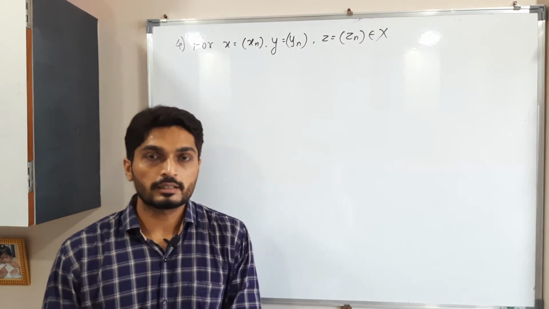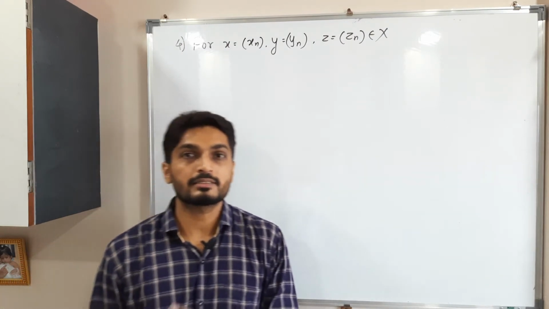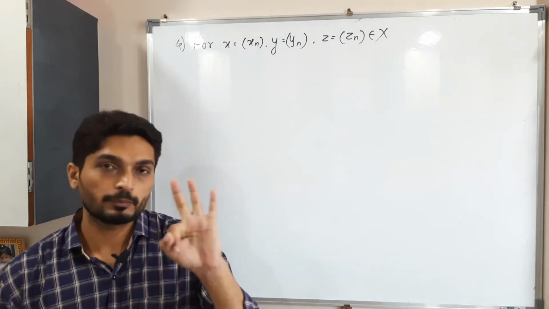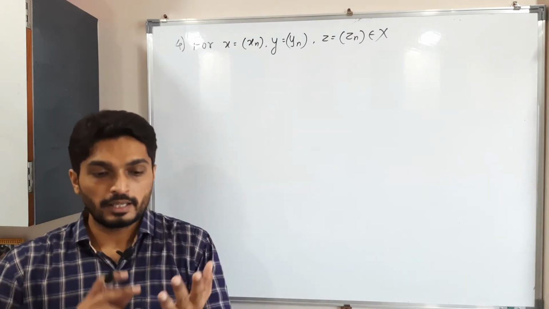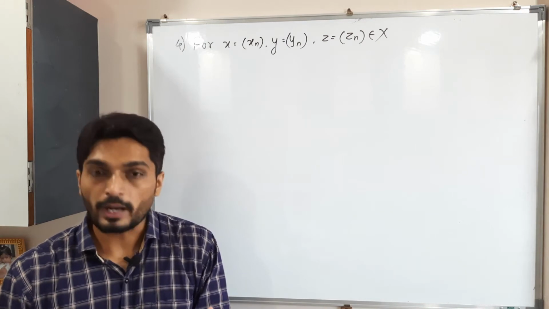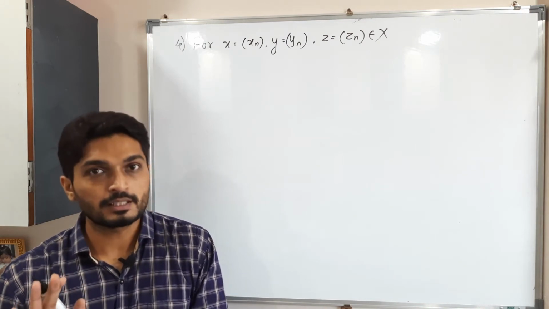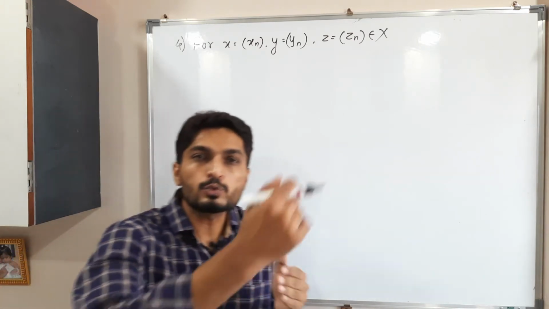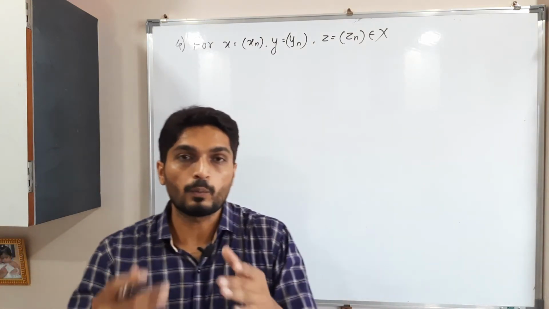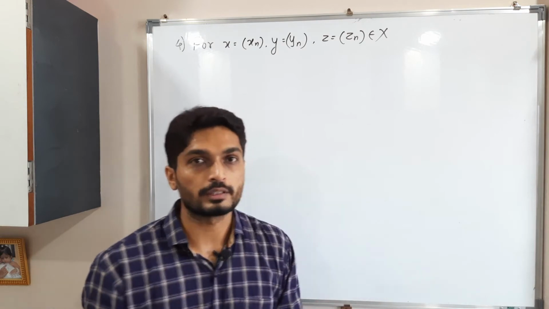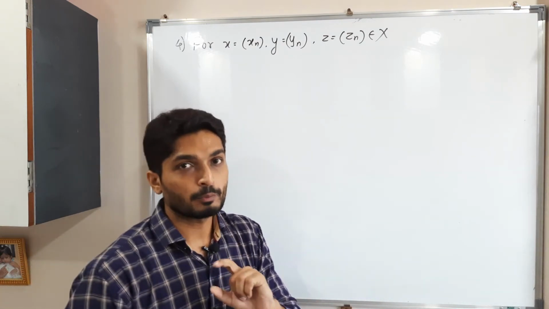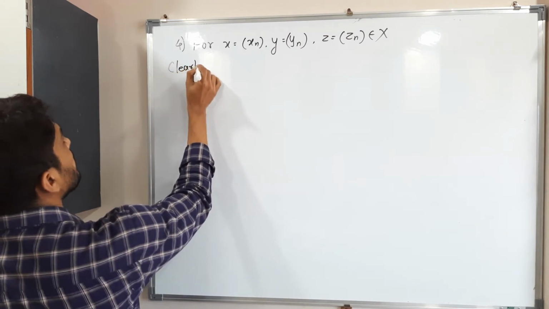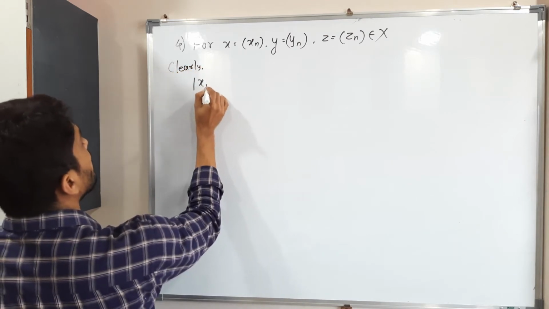So let us start to prove the last property, that is the triangle inequality, right? How many elements are required for the triangle inequality? Three elements. I have already taken them: x means sequence xn, y means sequence yn, and z means sequence zn. Sequence xn means x1, x2, x3, x4, such terms we have, y1, y2, y3 and z1, z2, z3, like that.